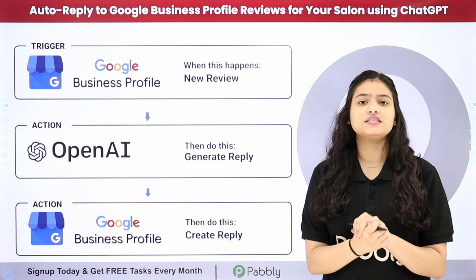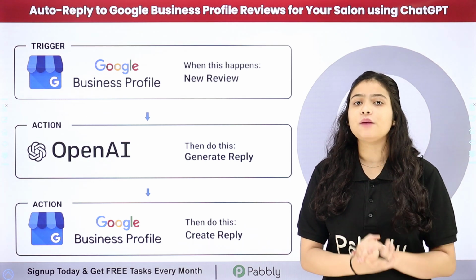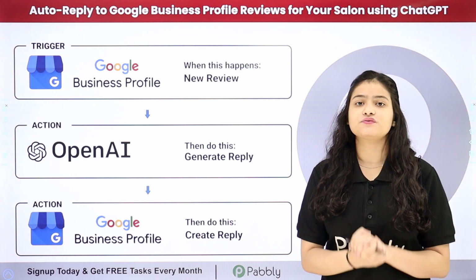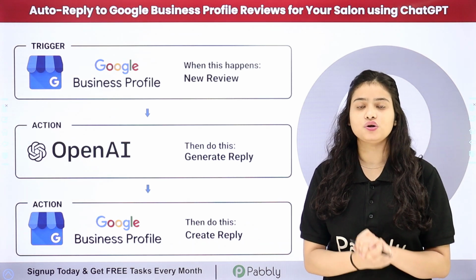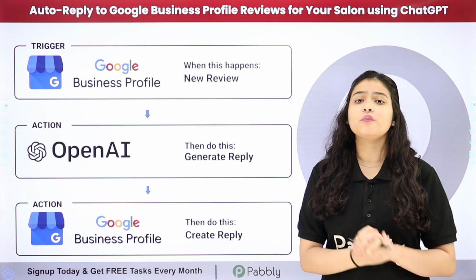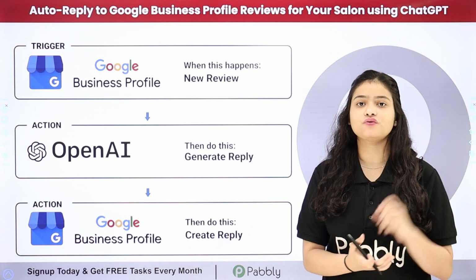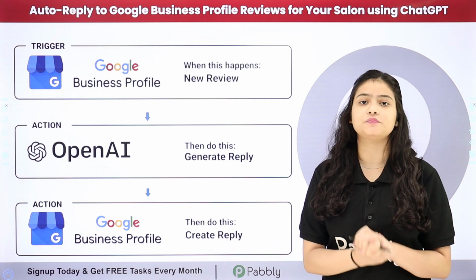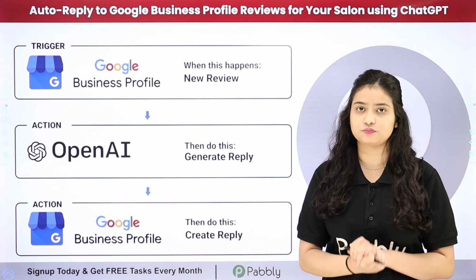But doing it manually is going to take a lot of time. Therefore, I'm going to use ChatGPT to generate the replies for each of the reviews I'm receiving on Google Business Profile. Now, how am I going to automate this entire process of content generation as well as posting the replies automatically on Google Business Profile?